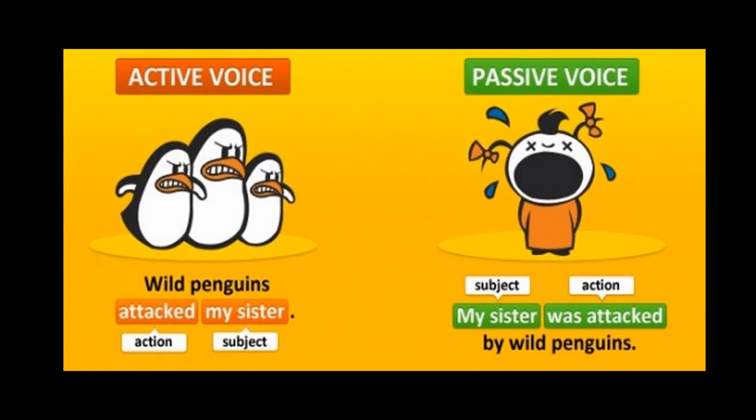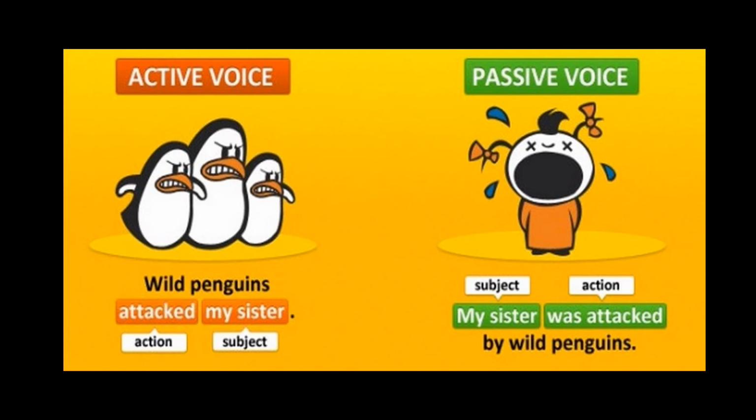Now let us see another comparison between active voice and passive voice. Wild penguins attacked my sister. Wild penguins is the subject here, remember, okay? The action is attacked. They attacked my sister, which is the object. But in the next sentence, this my sister will become the subject. How? Because it is receiving the action. My sister was attacked by wild penguins. So in the first part, wild penguins, the subject, are doing an action on the object. But in passive voice, the same object becomes the subject. However, it does not do any action. It receives the action.